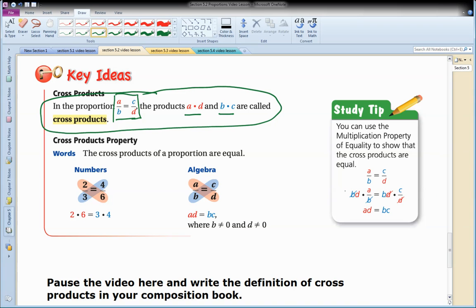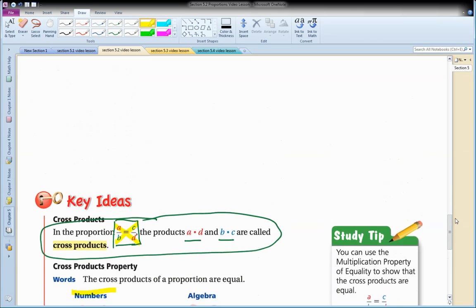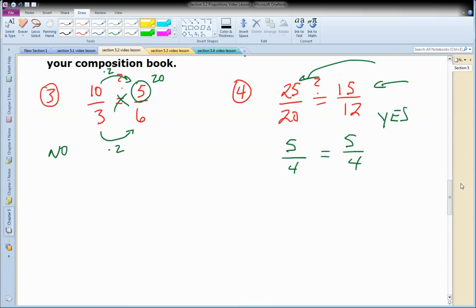Okay, so we're back, and you can see here in the drawing, cross products properties. Let me see if I can get the highlighter. What are they doing? Well, they're basically saying, let me make a little cross here. It looks like an X, and this is just telling you to multiply the numbers that are diagonally across from each other. So we could have used that up here in these problems.